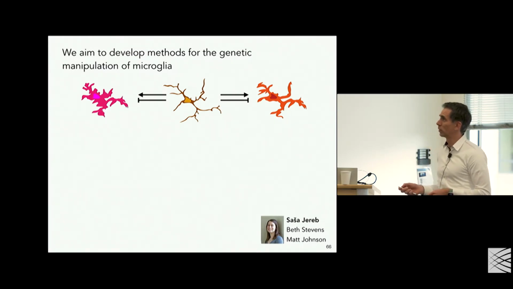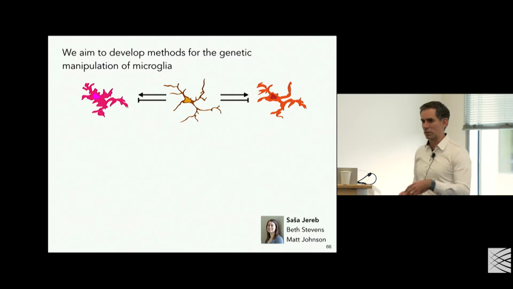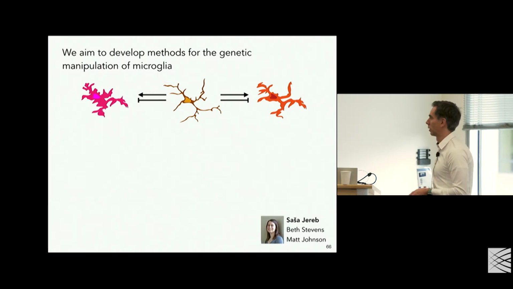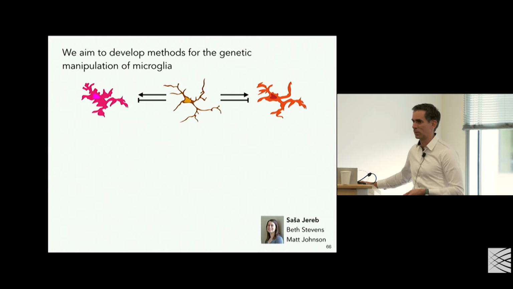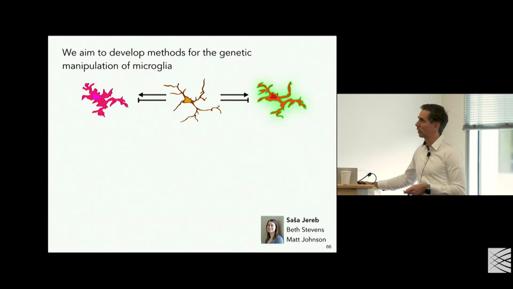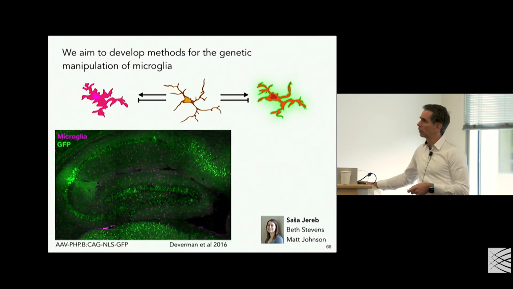If they did, we would be able to do things like look at how we could try to block the activation of microglia into specific states, or try to activate them. We could express or knock down specific genes in microglia to ask questions about how those potentially disease-associated alleles affect the function of the cells. And so we're working with Beth Stevens' group and Matt Johnson. We co-hired a postdoc, Sasha Jarab, who is doing excellent work trying to solve some of these problems. But as I mentioned, the current AAVs don't seem to do this very well.